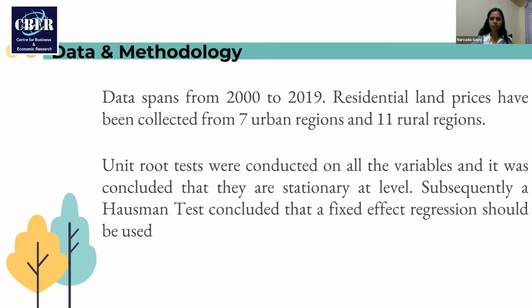Before actually performing the study and undertaking the regression, a number of tests were undertaken. Firstly, unit root tests were undertaken on all the variables, and it was found that all the variables were stationary at level. Next, a Hausman test was conducted, and it was concluded that the most appropriate method to use for the regression was a fixed effect regression.